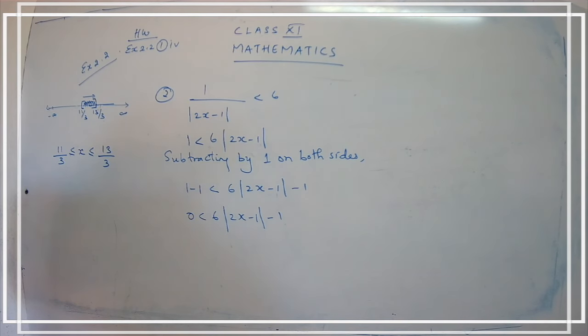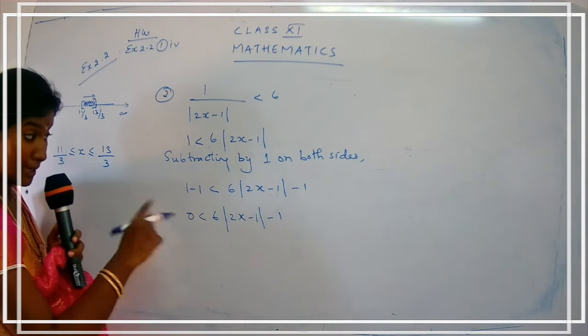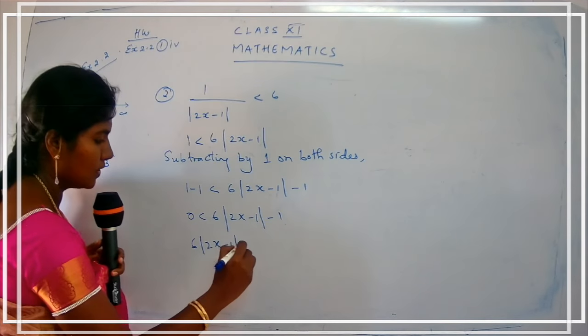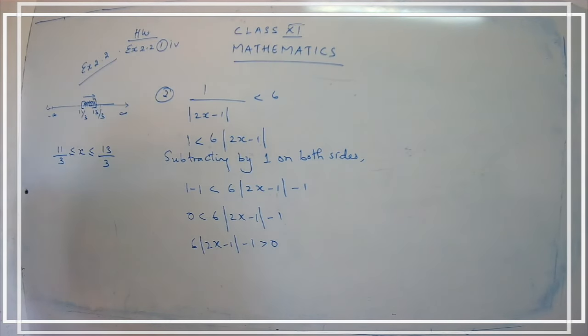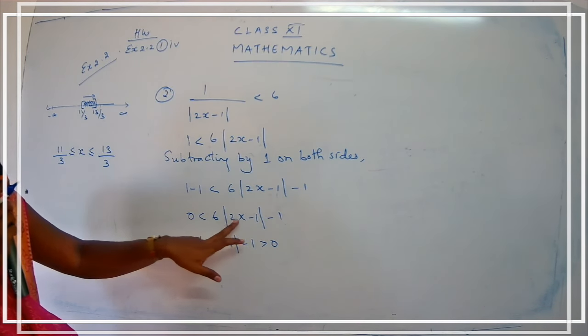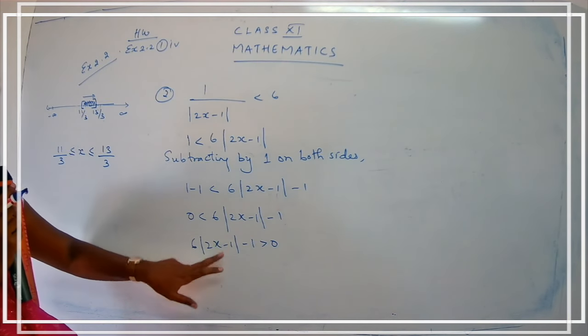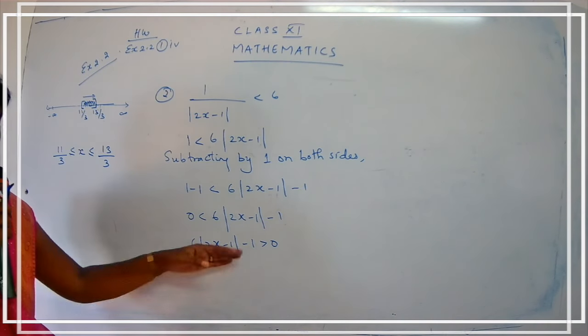Okay. So now we are going to interchange the sides. When you interchange, you also change the sign. So you get 6 modulus 2x minus 1 minus 1 greater than 0. The same thing, just exchanging them, because here this is greater. I have just written this in a proper format, because always try to keep the expression that we have to solve on the LHS part.